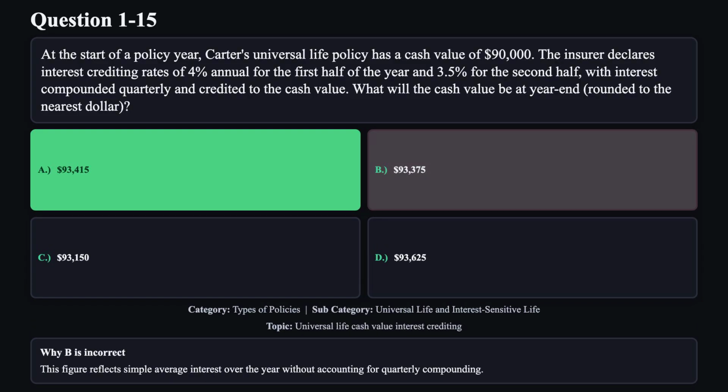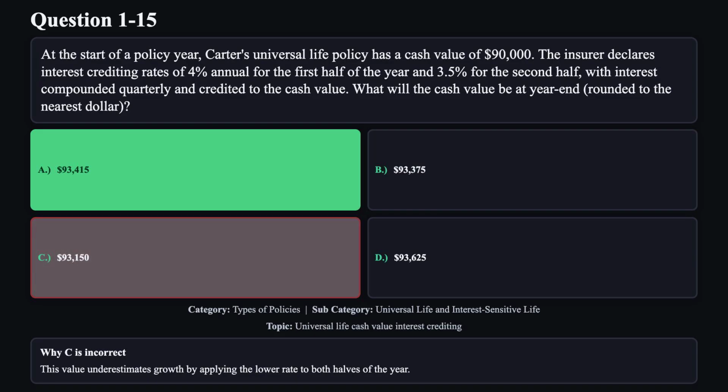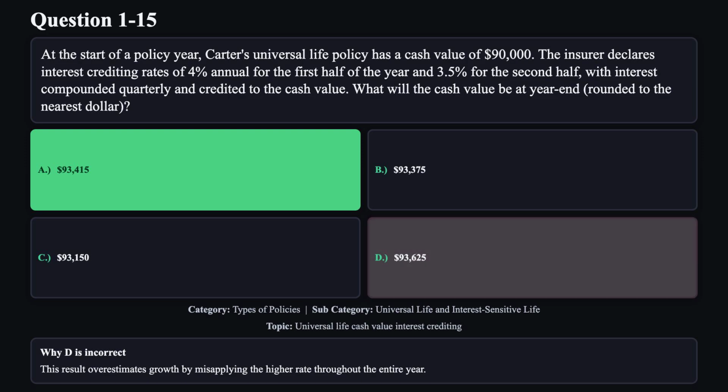Reason B is not correct. This figure reflects simple average interest over the year without accounting for quarterly compounding. Reason C is not correct. This value underestimates growth by applying the lower rate to both halves of the year. Reason D is not correct. This result overestimates growth by misapplying the higher rate throughout the entire year.